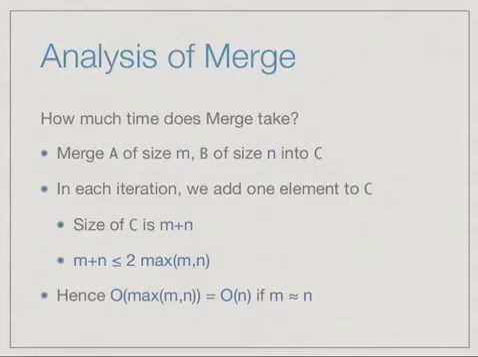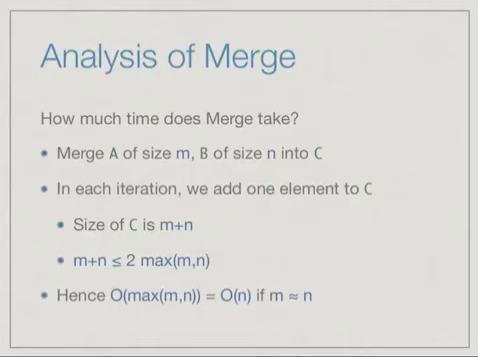Right? What do we do in each iteration? Well, we do a comparison and then we do an assignment and then we increment some indices. So this is a fixed number of operations, so it's a constant. So the total amount of work is proportional to m plus n. Now notice that m plus n is at most twice the maximum of m and n. Right? So if m is 7 and n is 15, then 7 plus 15 will be less than 2 times 15. So we can say that merge as a function takes time of the order of maximum of m and n.